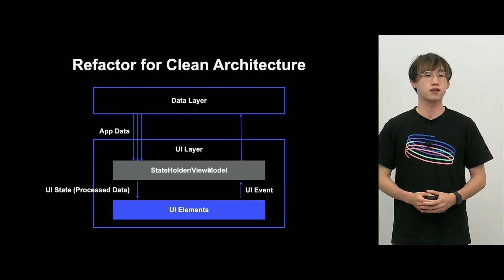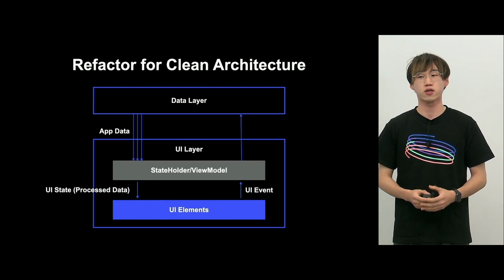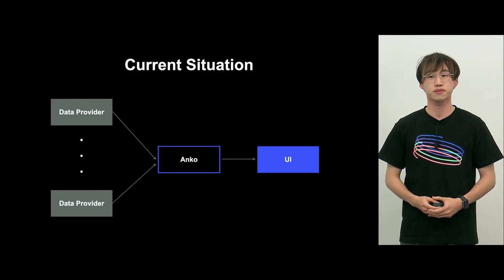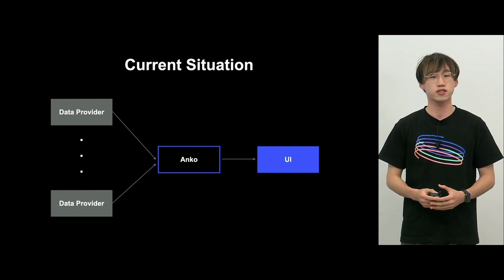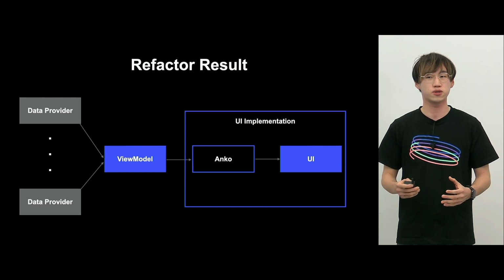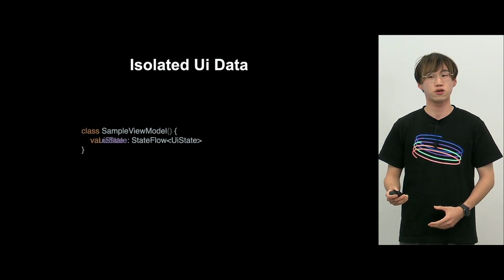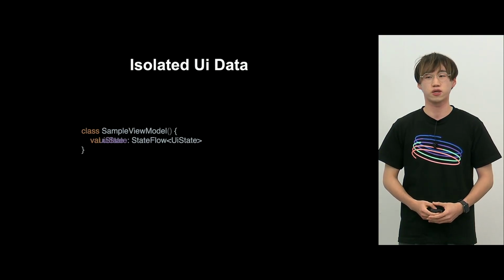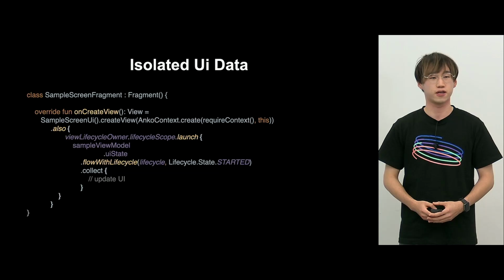This is another graph that Android engineers will be familiar with, but between this data layer and the UI, we need an intermediary to bring the data together. This time, we decided to use Android ViewModel to fulfill that role. Thus, from an architecture where Anko had direct access to multiple data providers, by sandwiching the ViewModel, the UI implementation no longer depends on the data layer. In code, a model representing the state of the UI from the ViewModel is exposed as a StateFlow, and the view subscribes and updates.